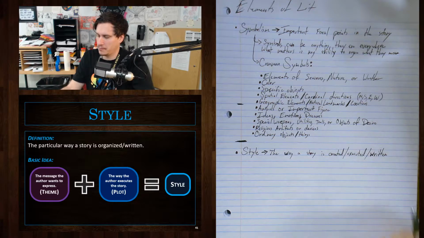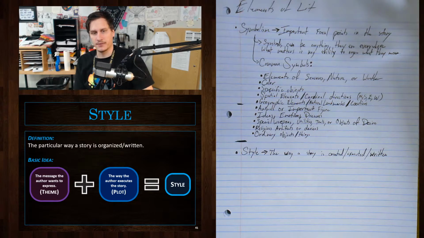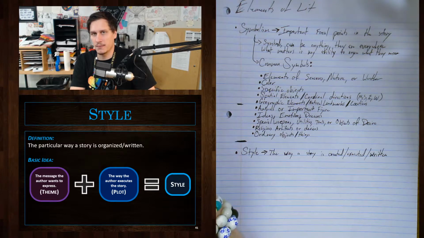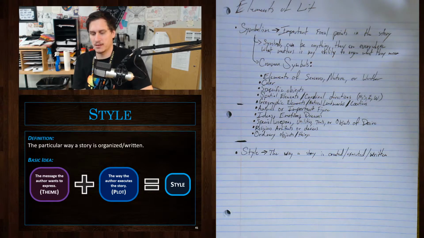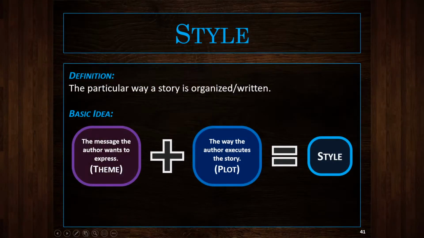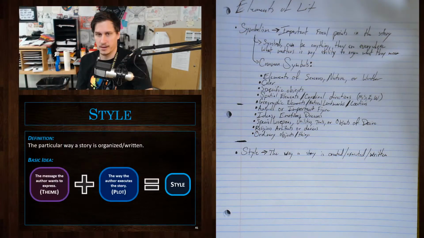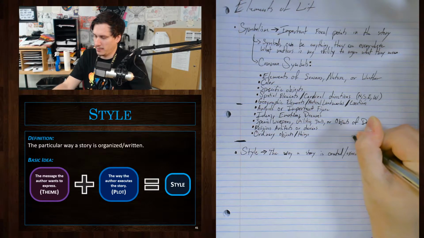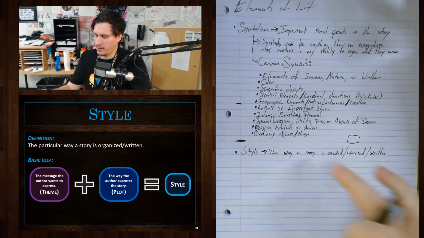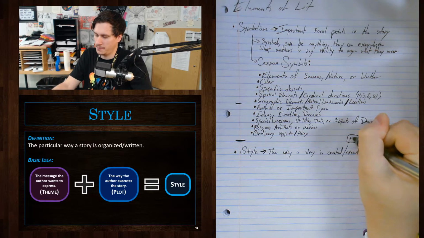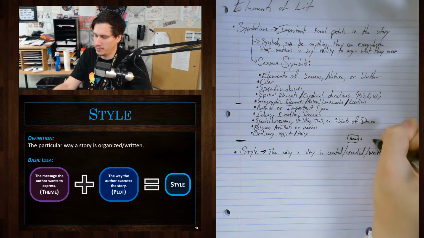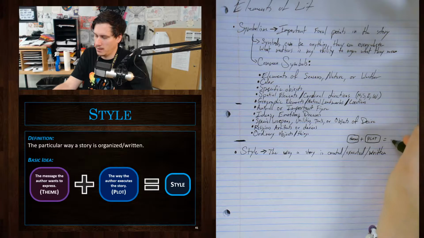Whatever. Okay. Now, you don't have to draw this in your notes, but I don't know, it might help some of you. If you can take the theme plus the plot, so the theme is going to be the message of the story, plus the plot, which is the way that an author executes the story, that's how you get style, okay? I'm just going to add this right up here because I have some extra space and I want to save all that room. So I'm going to say theme plus plot equals style.